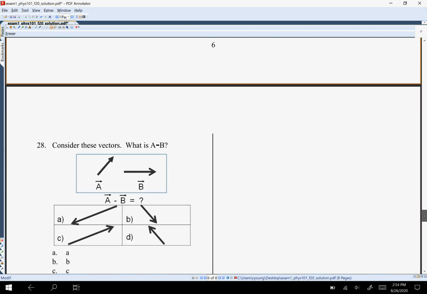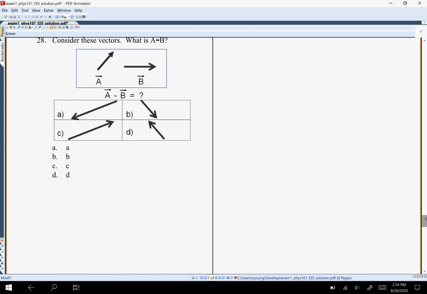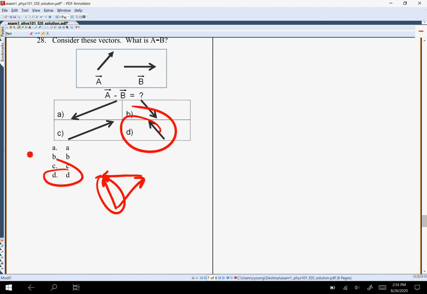All right, one more. Consider these vectors. What is A minus B? All right, we've done this before, so I'm going to draw A, and I'm going to draw negative B, and so the resultant is going to look like this. And so which one is that? That's D, right? So D is 28.